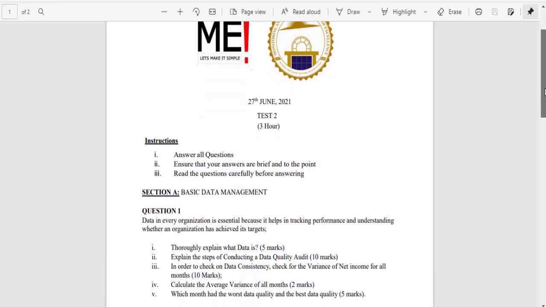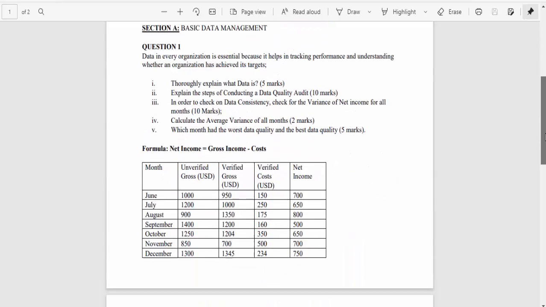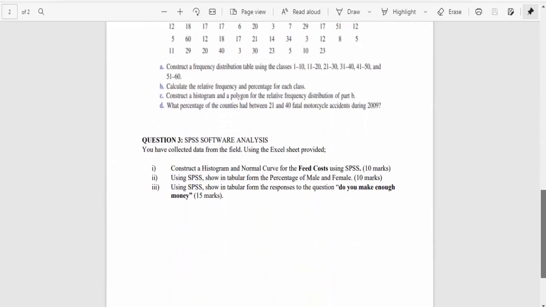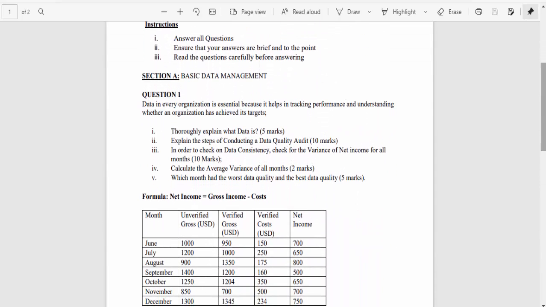So this is a test, and I want us to go through some of these questions. These are some of my favorite questions. And if you have any feedback, please don't hesitate to write to me. In the 6 month program, we do what is known as data management towards the later part of the program. Now, let us look at section A. It talks about basic data management.